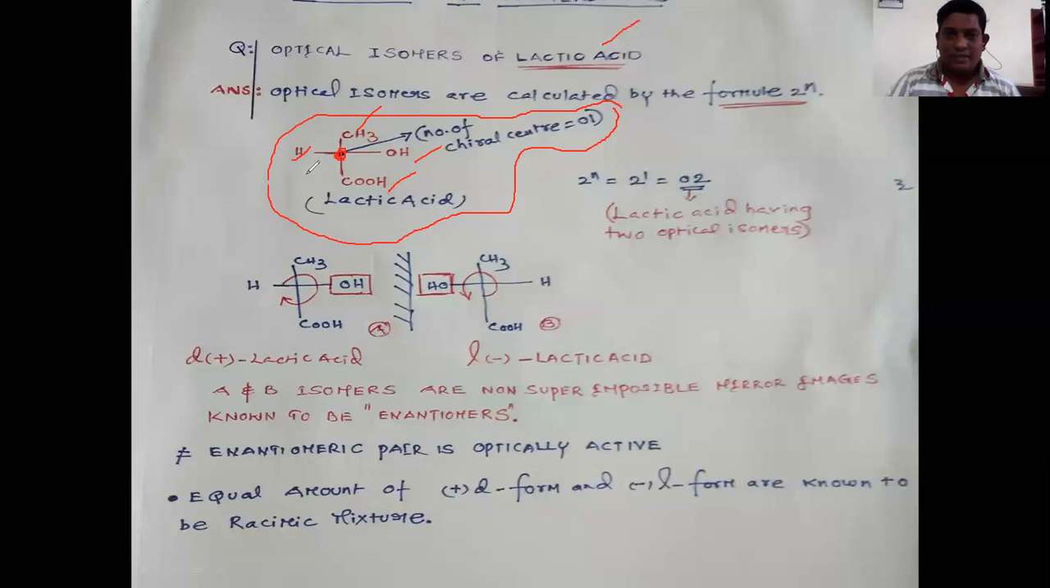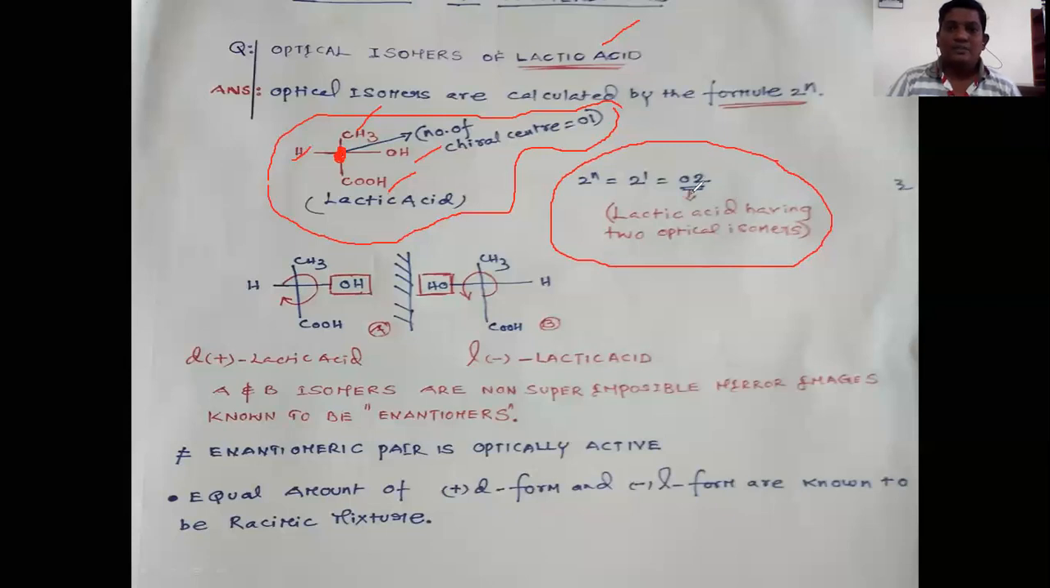It is optically active. When we are finding the number of optical isomers, there is a formula: 2 power n, where n is the number of chiral centers. Here the number of chiral centers is equal to 1. That is 2 power 1 is equal to 2. Okay, next one.